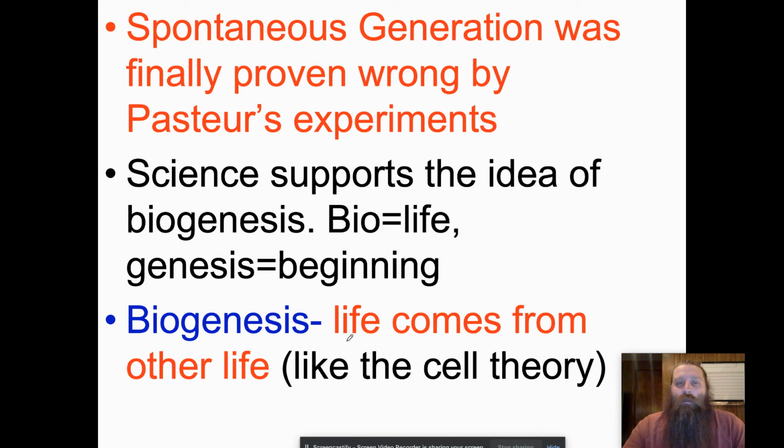So he is the guy that gets the final credit, but Francesco Redi gets the initial credit. It was his experiment. So science obviously supports the idea of biogenesis, the fact that life comes from other life. So in cell theory, we said that all cells come from other cells. Abiogenesis is a singular event, the development of the first life. It's uncommon, all right, but it's different from spontaneous generation. So make sure you know the difference in those two.